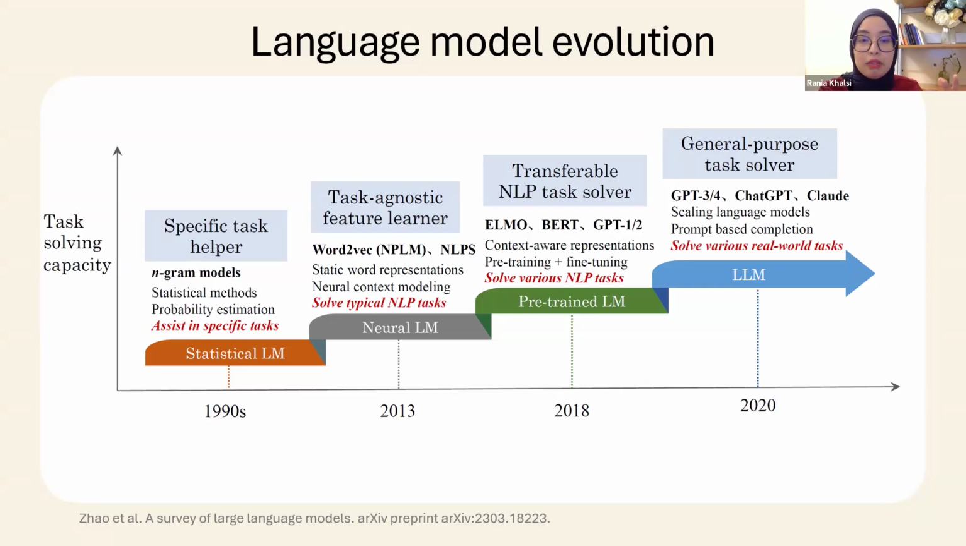Starting around 2020, we entered the phase of, I would say, general purpose task solvers, what we today call large language models. These models are not only solving isolated tasks, but they are capable of tackling real-world and open-ended problems across many domains. This is what we are seeing, and this is where we are living today.